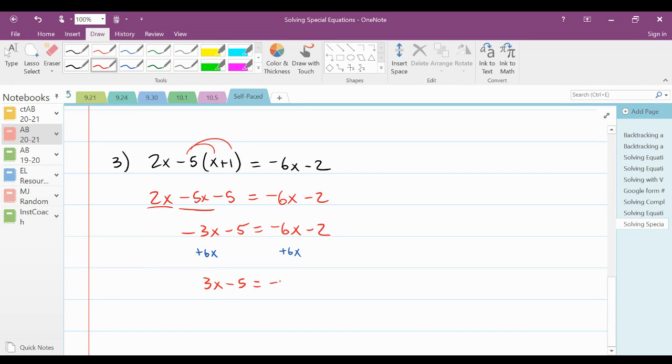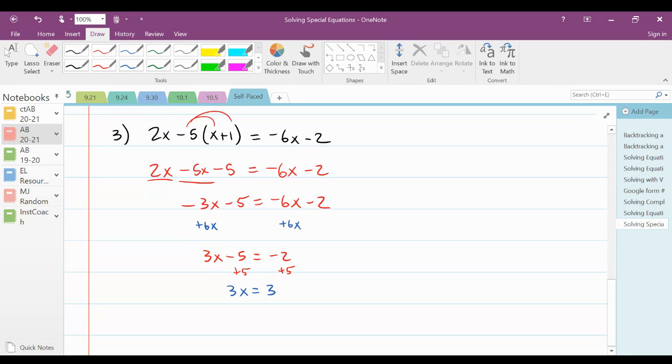Minus 5 equals -2. I'm going to add 5 to both sides. I get that 3x is equal to 3. I divide both sides by 3 to get down to what x is equal to. I get that x is 1. So we will still have equations that aren't any different than normal. We still get an x value. It's not no solution. It's not all real numbers. It's just 1. 1 is the only value that works for this equation.